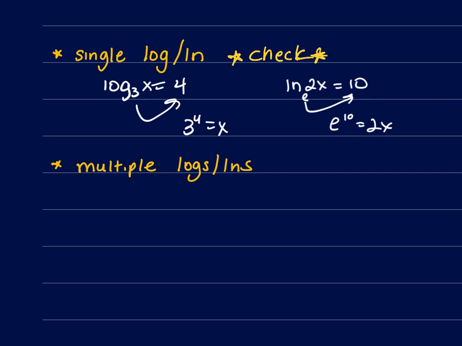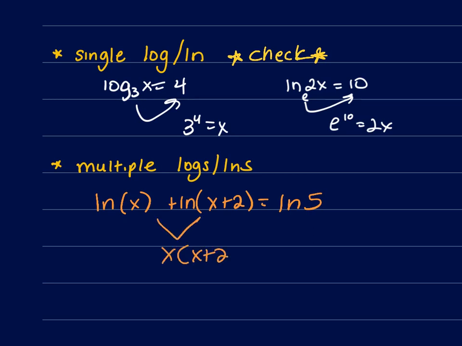And then the last one is multiple logs or ln's where you're condensing and then solving. So this is like the warm-up. If I had ln of x plus ln of x plus 2 equals ln of something, I don't know, 5. I'm not saying that makes sense. And then I would condense this into 1 and then use the one-to-one property. If it was addition, it becomes multiplication. If it's subtraction, it becomes division. And again, those you have to check because they start with an ln or a log.